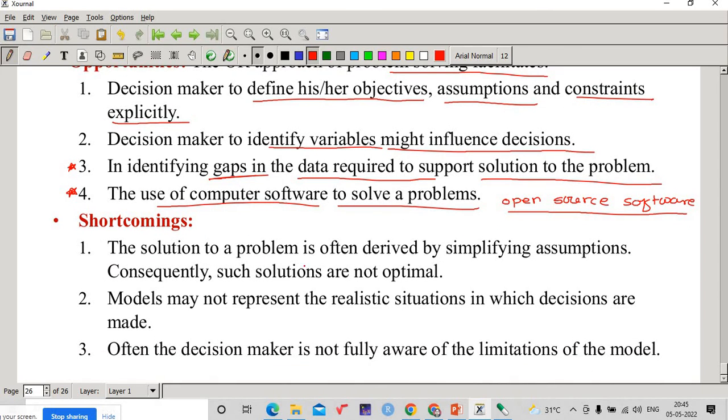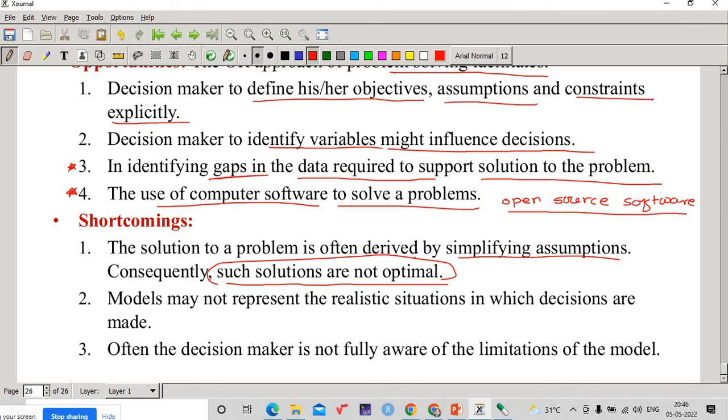Shortcomings. Solution to a problem is often derived by simplifying assumptions. So ये shortcoming भी है in the sense कि आपका जो प्रॉपर रियल लाइफ प्रॉब्लम है वो ड्रॉप डाउन होकर एक सिंपल सिचुएशन पर आ जाता है और it may not give you the correct decision in that case. Consequently, such solutions are not optimal. Obviously, अगर मैं variety of components मेरे real life प्रॉब्लम के एड्रेस ही नहीं कर रही हूँ, definitely प्रॉब्लम आपका जो सिंप्लीफाई हो रहा है वो कंसीडर ही नहीं कर रहा है बहुत सारे वेरिएबल्स को, तो जो सोल्यूशन मिल रहा है वो भी ऑप्टिमल नहीं होगा.